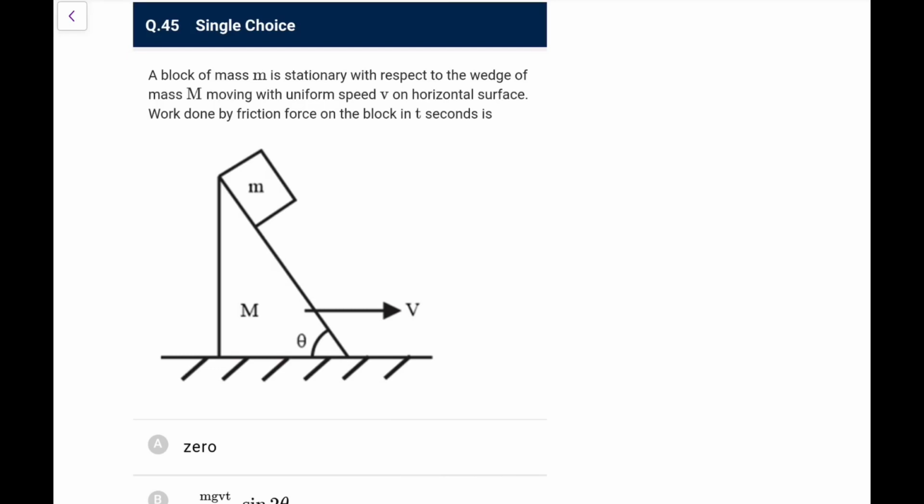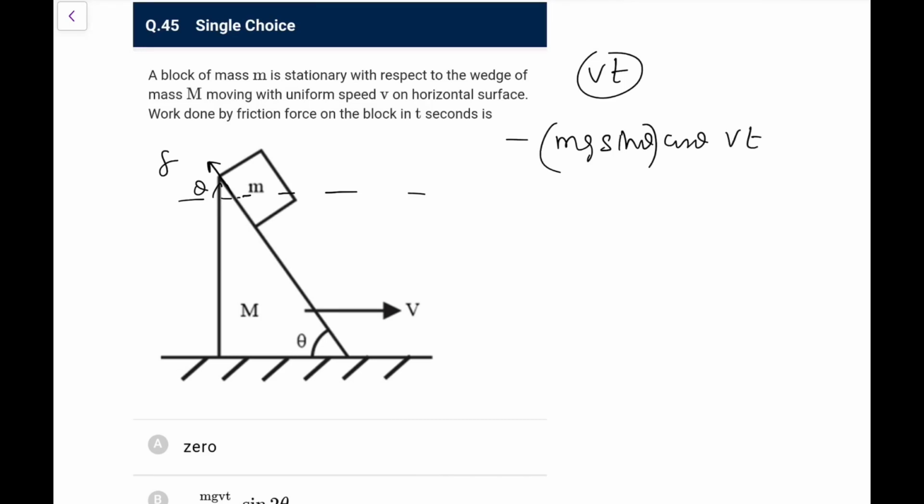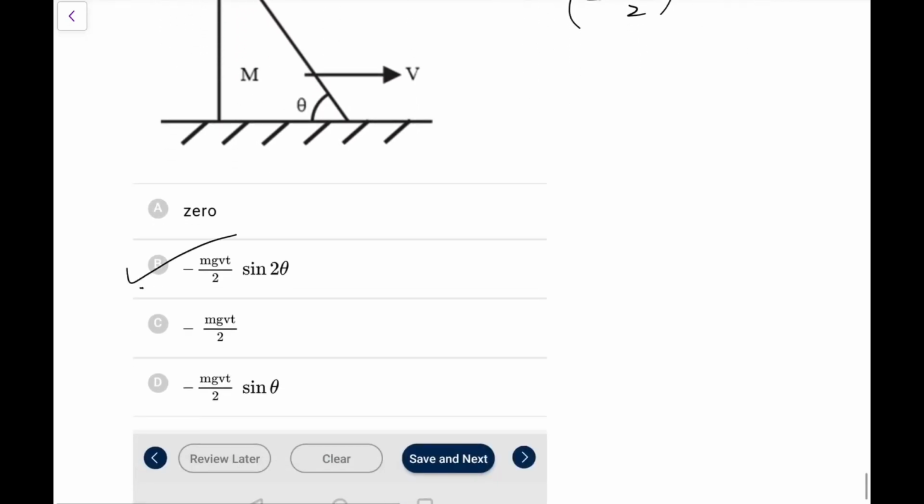Let me think again. So work done by friction force on the block in t seconds. First of all, in t seconds it will move a distance vt forward, so it has gone vt, and the friction would be acting like this, and friction would be equal to, because it is not slipping over it, mg sin theta. So this would be mg sin theta, and if I take this component here, the component would be mg sin theta into cos theta into vt, and it would be negative. So I can write it as minus mg vt by 2, and it will become sine of 2 theta. That is what the option is given. Go for option B here.